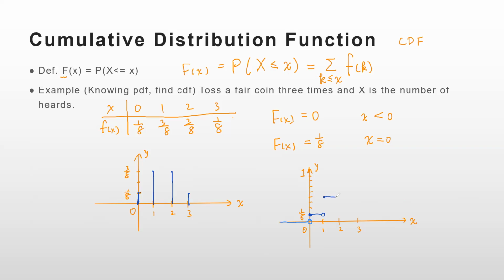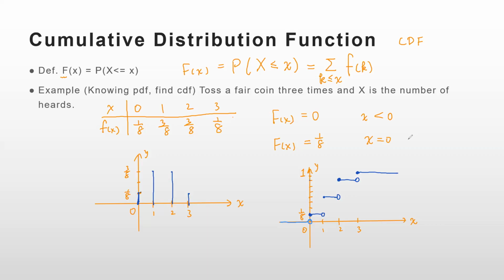And then there's no mass between 1 and 2. At 2, there's a jump because there's a mass here, a jump of 3/8 as well. So you add 3/8 to 1/2, you get 7/8. Then no mass between 2 and 3. And at 3 you have a jump of 1/8 because you have a mass at 3. And then you have 1 forever. So this is the CDF.